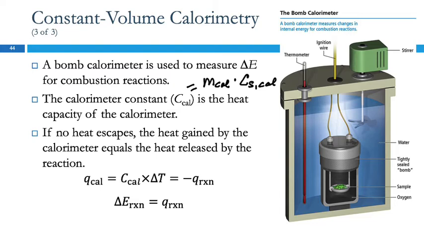So if no heat escapes, then the heat gained by the calorimeter will equal the heat lost by the reaction. So Q for the calorimeter is the heat capacity times the change in temperature. That's equal to, but opposite in sign to, Q for the reaction, which is equal to the change in energy for the reaction.